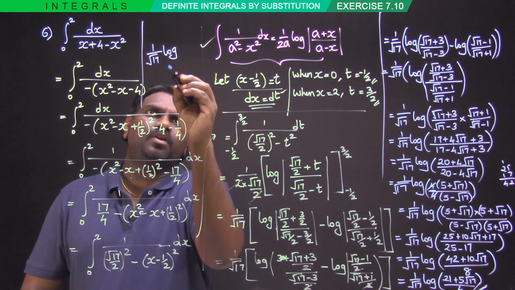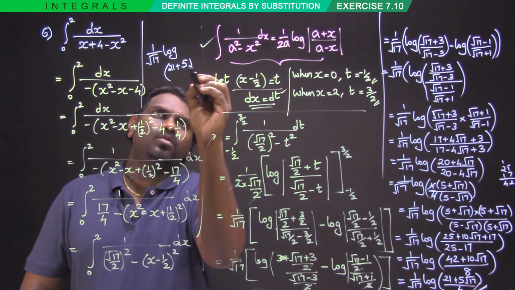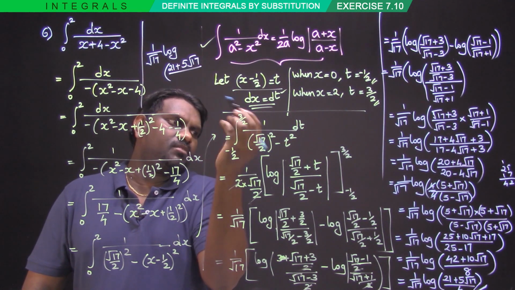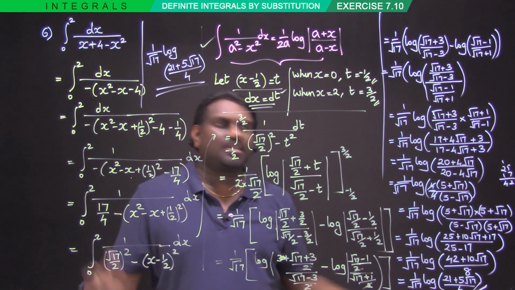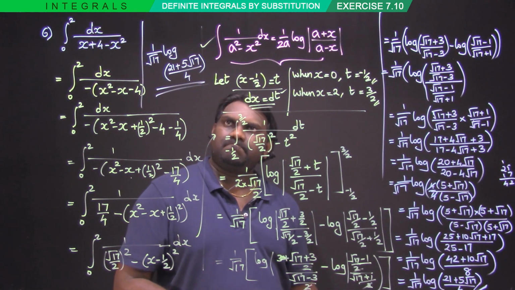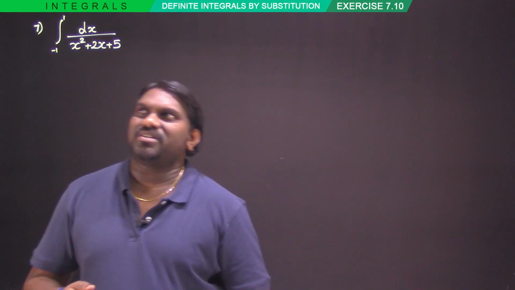Inside the log what you have here is 21 plus 5 root 17 by, because I don't have anything else to take out. Yeah, this is going to be the answer, man. That's it. Okay, moving on to the 7th question then. On to the 7th question dear.